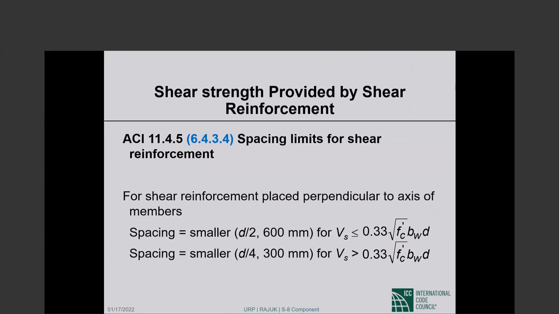Spacing limits for shear reinforcement placed perpendicular to the axis: as long as V sub S is less than or equal to 4 square root of f sub c prime, the maximum spacing is d over 2 or 600 millimeters, 24 inches. As long as V sub S is less than or equal to 4 square root of f sub c prime, the maximum spacing is d over 2 or 24 inches. When V sub S is larger than 4 square root of f sub c prime, that goes down to d over 4, but never more than 12 inches. So that is the maximum spacing.